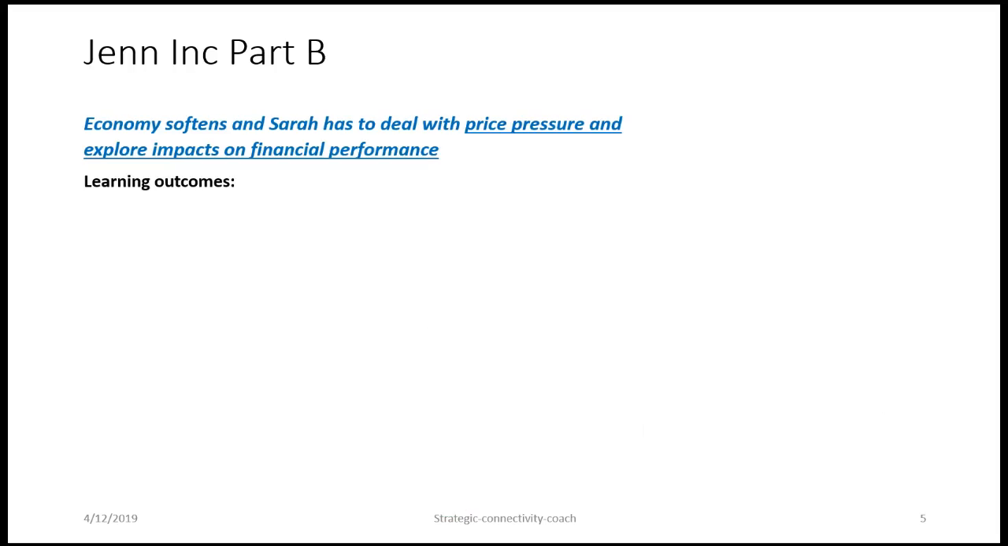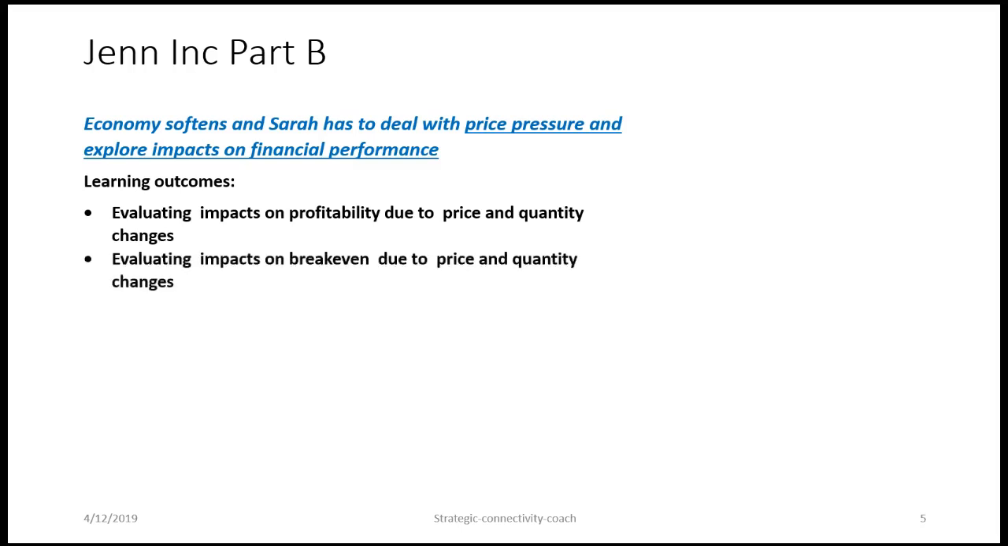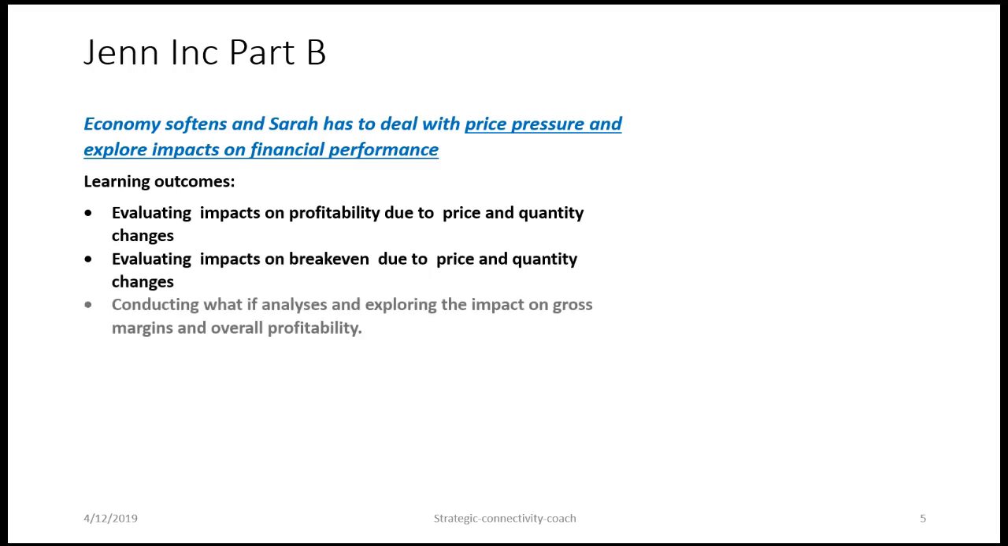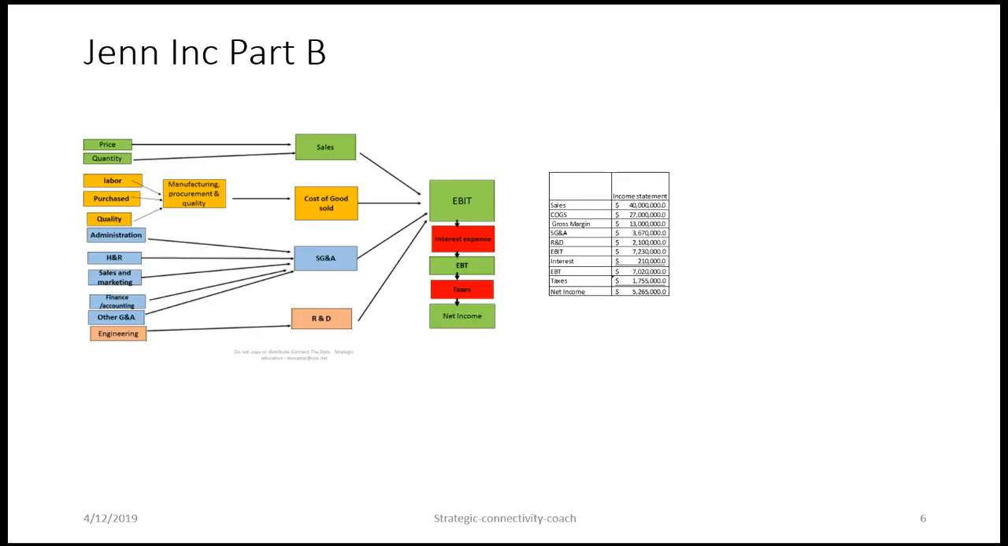In part B, we said, okay, let's try to understand some of the variables changing. If I change an independent variable like a price or a quantity, what happens to the EBIT and net income and so on? So the learning outcome here was evaluating impacts on profitability due to price and quantity changes, evaluating impacts on break-even, again due to price and quantity changes, conducting some what-ifs and exploring the impacts on the gross margin and overall profitability. And again, we talked about this in Strategic Connectivity Part 1.